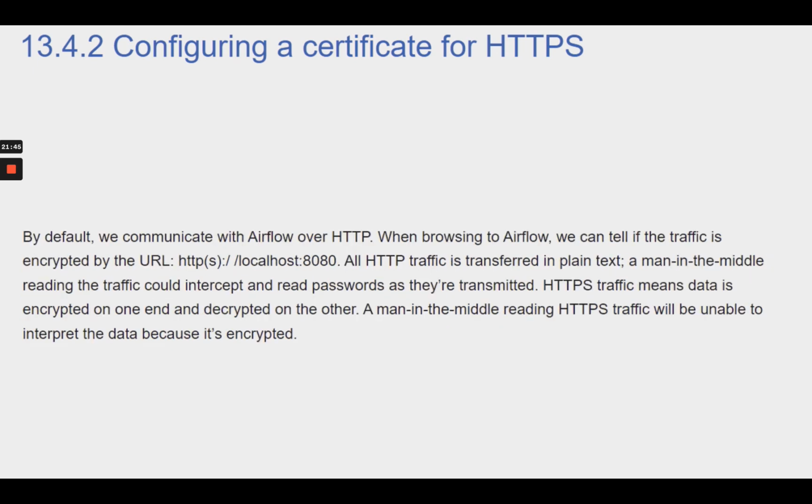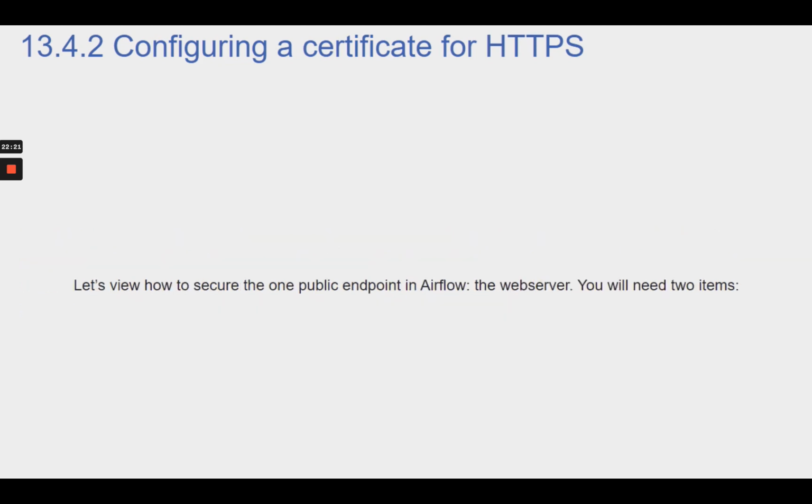By default, we communicate with Airflow over HTTP. When browsing to Airflow, we can tell if the traffic is encrypted by the URL, http or https://localhost:8080. All HTTP traffic is transferred in plain text. A man in the middle reading the traffic could intercept and read passwords as they're transmitted. HTTPS traffic means data is encrypted on one end and decrypted on the other. A man in the middle reading HTTPS traffic will be unable to interpret the data because it's encrypted. Let's view how to secure the one public endpoint in Airflow, the web server.